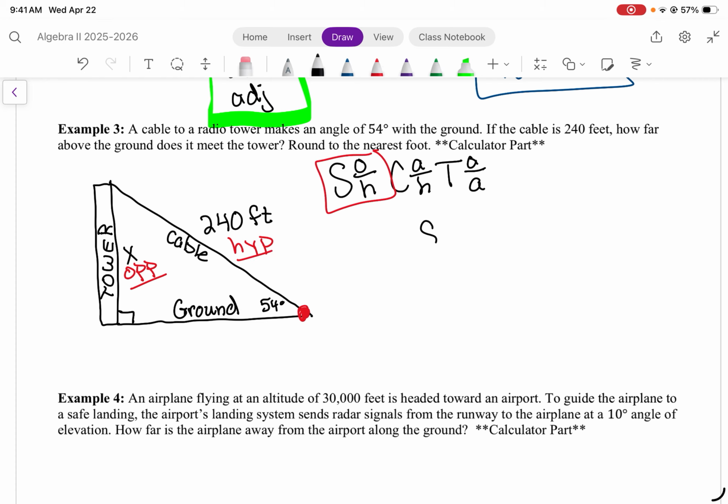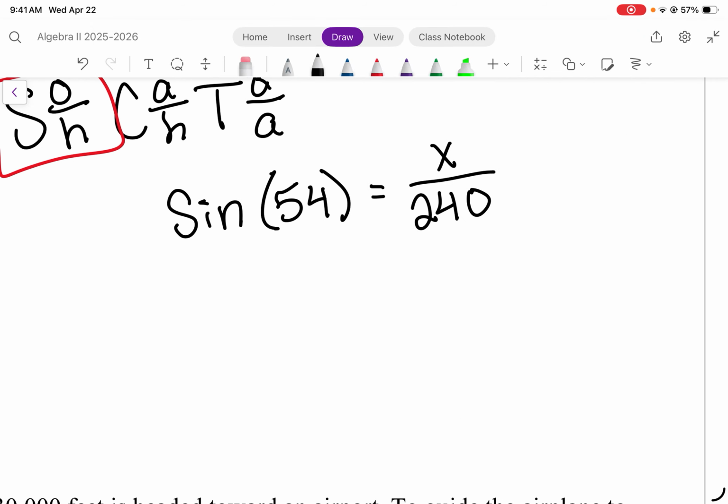So that tells me I'm going to start with the sine of my angle, 54 degrees, equals the opposite side x over the hypotenuse, 240. Once I have my equation, then I'm going to solve. So I want x by itself. Right now it's being divided by 240, so I'm going to multiply by 240.